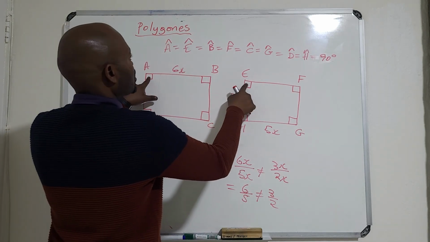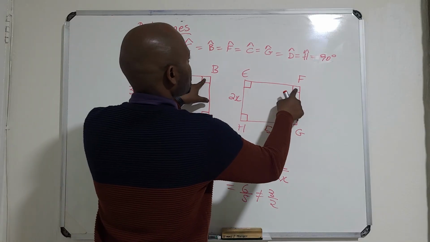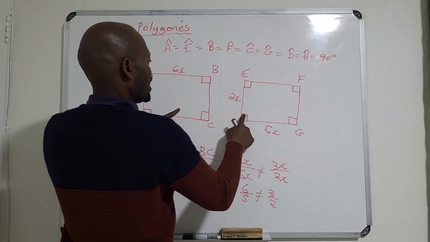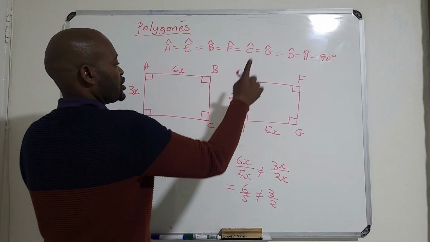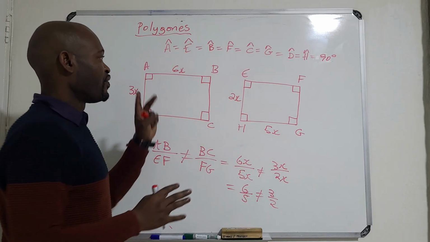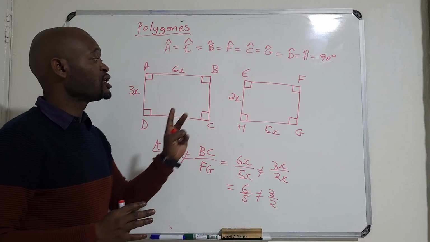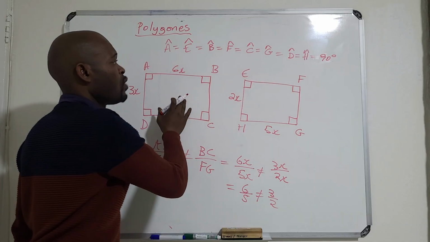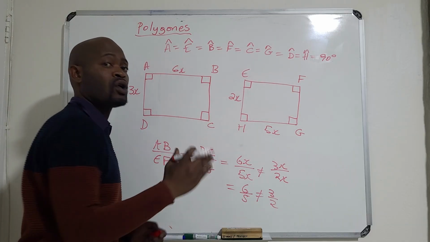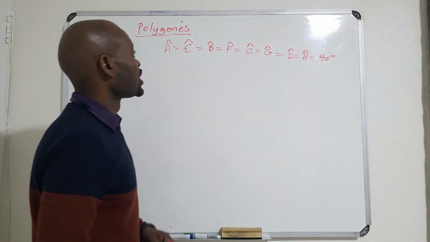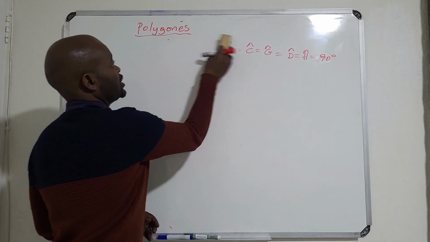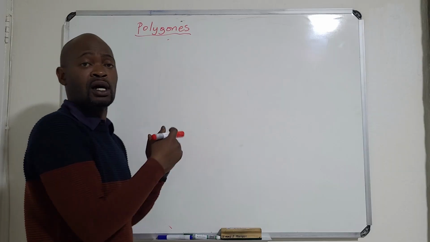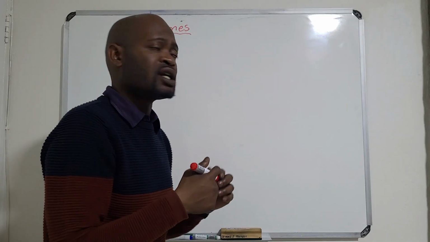So this angle is equal to that angle. This angle is equal to that angle. This angle is equal to this angle. This angle is equal to that angle, which are equal to 90. But the two conditions of similarity do not hold. Sides are not in proportion, but corresponding angles are equal. Therefore, the two are not similar. Let's get more examples. I've just shown you that not all rectangles are similar, but we can have rectangles which are similar.